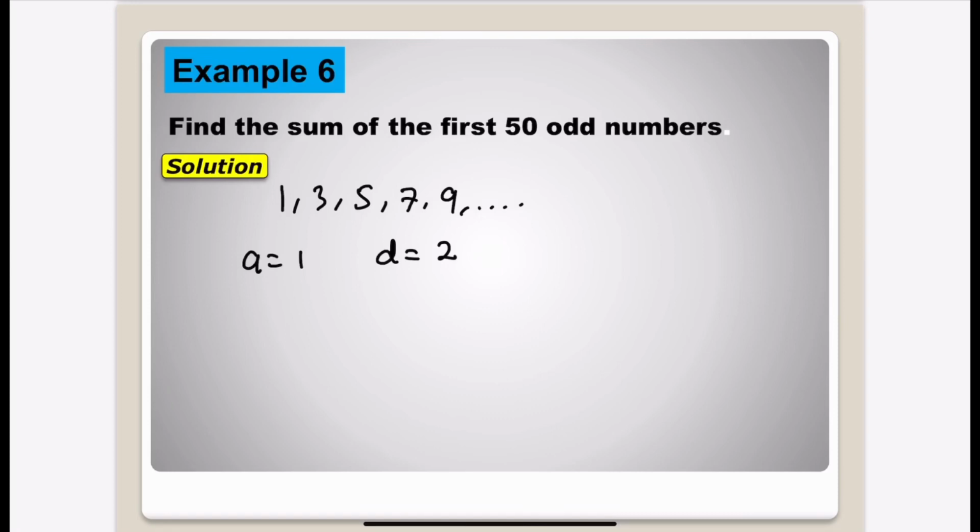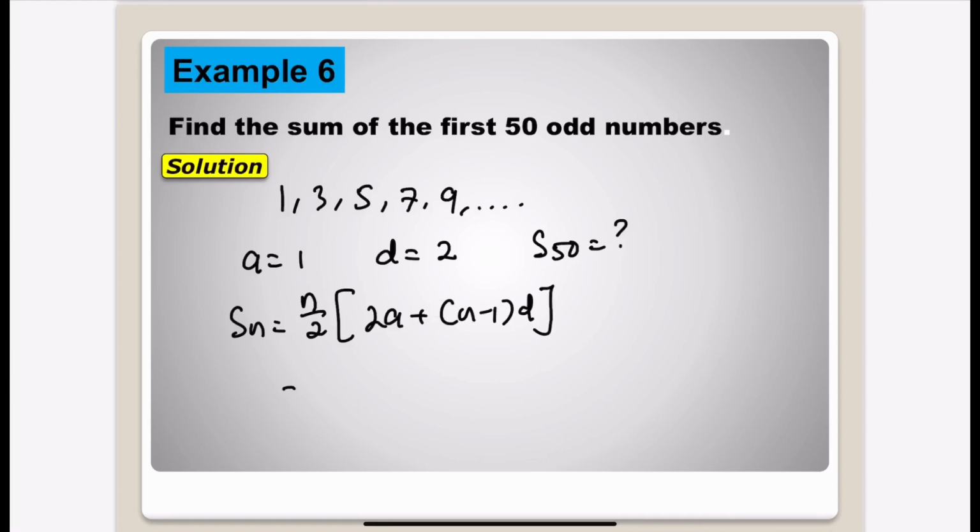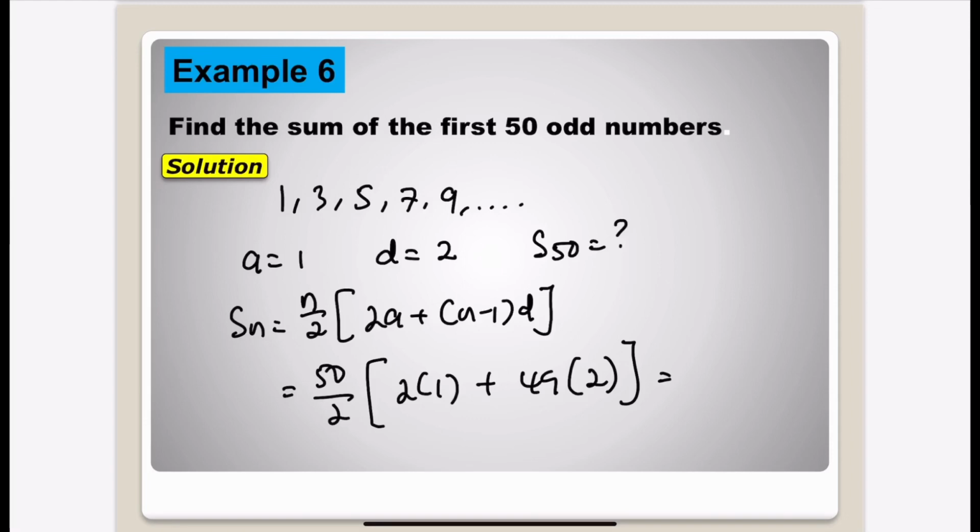So now you need to find S50. Recall the formula of Sn, where Sn equals n over 2 multiplied by 2a plus n minus 1 d. And substitute all the information. 50 over 2 multiplied by 2 multiplied by 1 plus 49 multiplied by 2. And then if you calculate, you will get 2,500.